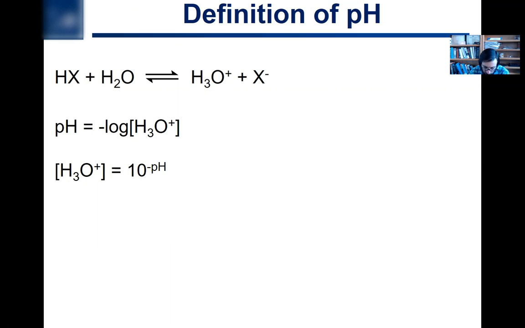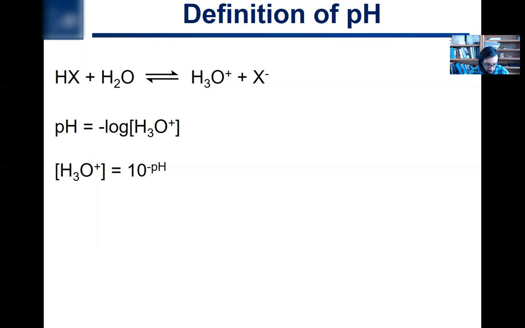You should be able to tell me very quickly how many times more protons are there in a solution with pH 5 versus pH 6? And the answer is 10 times more, right? It's a logarithmic scale. So for every pH unit, that's worth a factor of 10.